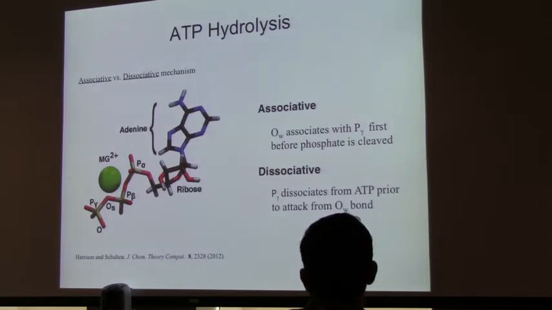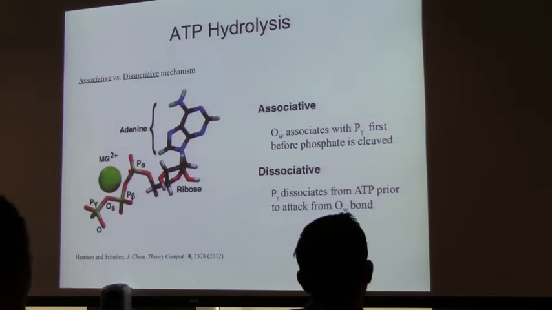But the reaction pathway isn't really known too well. Some suggest it's an associative pathway, some suggest dissociative. In an associative mechanism, we see that this lytic water, so the water over here, will come in and associate with this gamma phosphate. And then after that, the phosphate breaks off and is removed from the system. The dissociative mechanism is kind of the opposite. The gamma phosphate breaks off first, and then we see the lytic water come in and attach to it that way. So one of the questions we want to address, and not only in this gas-phase system, but in the actual protein that we're going to look at further, is what is the actual mechanism by which this happens.